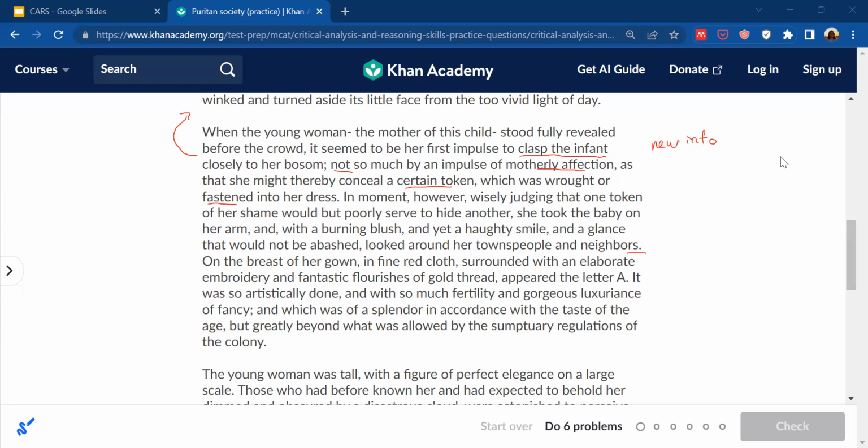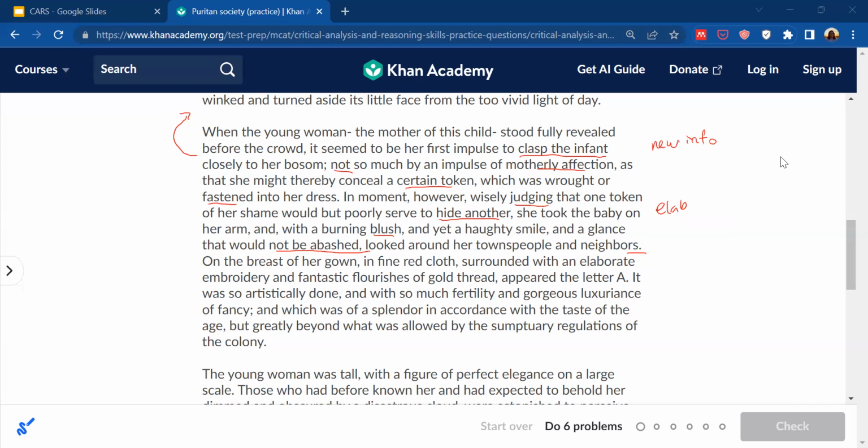And so in the moment, she judged, okay, I shouldn't hide this token with my baby, another possible token of shame. So she took the baby with her arms. She was blushing, but she was still smiling, and she was not abashed, so she was not afraid to look upon the people in her town. So it's elaborating on her character and her behavior.